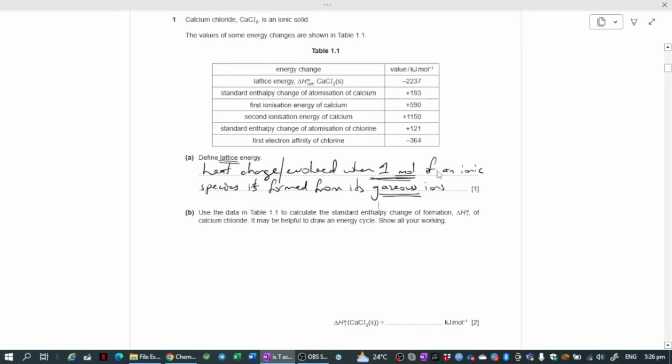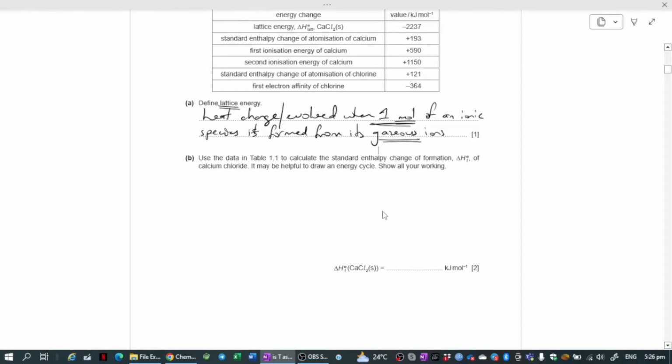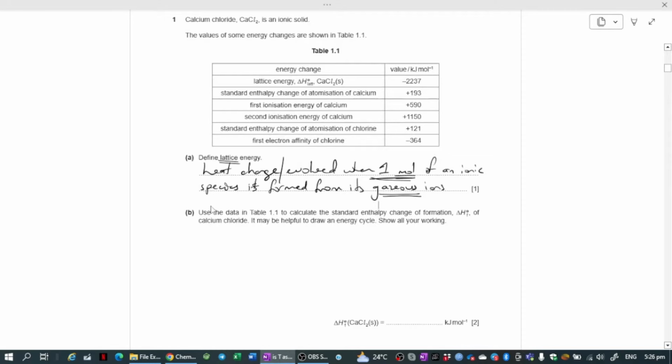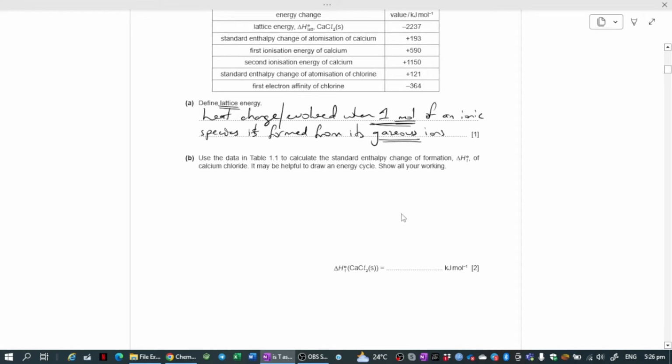So pretty straightforward there. Then the question goes on: use the data in table 1.1 to calculate the standard enthalpy change of formation of calcium chloride. It may be helpful to draw an energy cycle, show all your working. So what we need to do here is construct perhaps a Born-Haber cycle for the formation of calcium chloride. And a Born-Haber cycle is pretty straightforward. Always do the metal and the non-metal in turn.